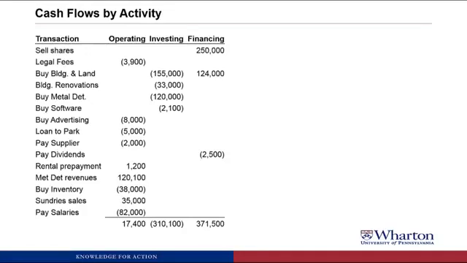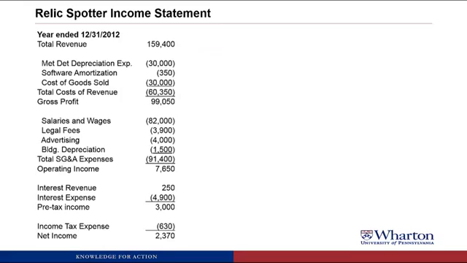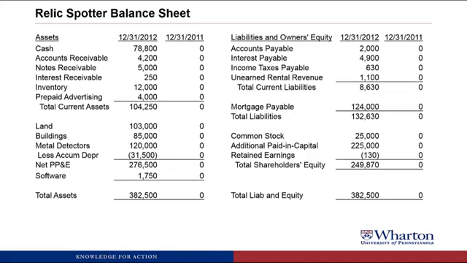Last time we looked at the relic spotter case, we put all of the cash transactions into operating, investing, and financing buckets. So now we're going to go ahead and use these classifications to put together the cash flow statement. To do the indirect method, we're going to need to pull some information off the income statement. So here's a reminder of what the income statement looked like for relic spotter. And we're going to need to use the balance sheet. So here's what the balance sheet looked like for relic spotter.